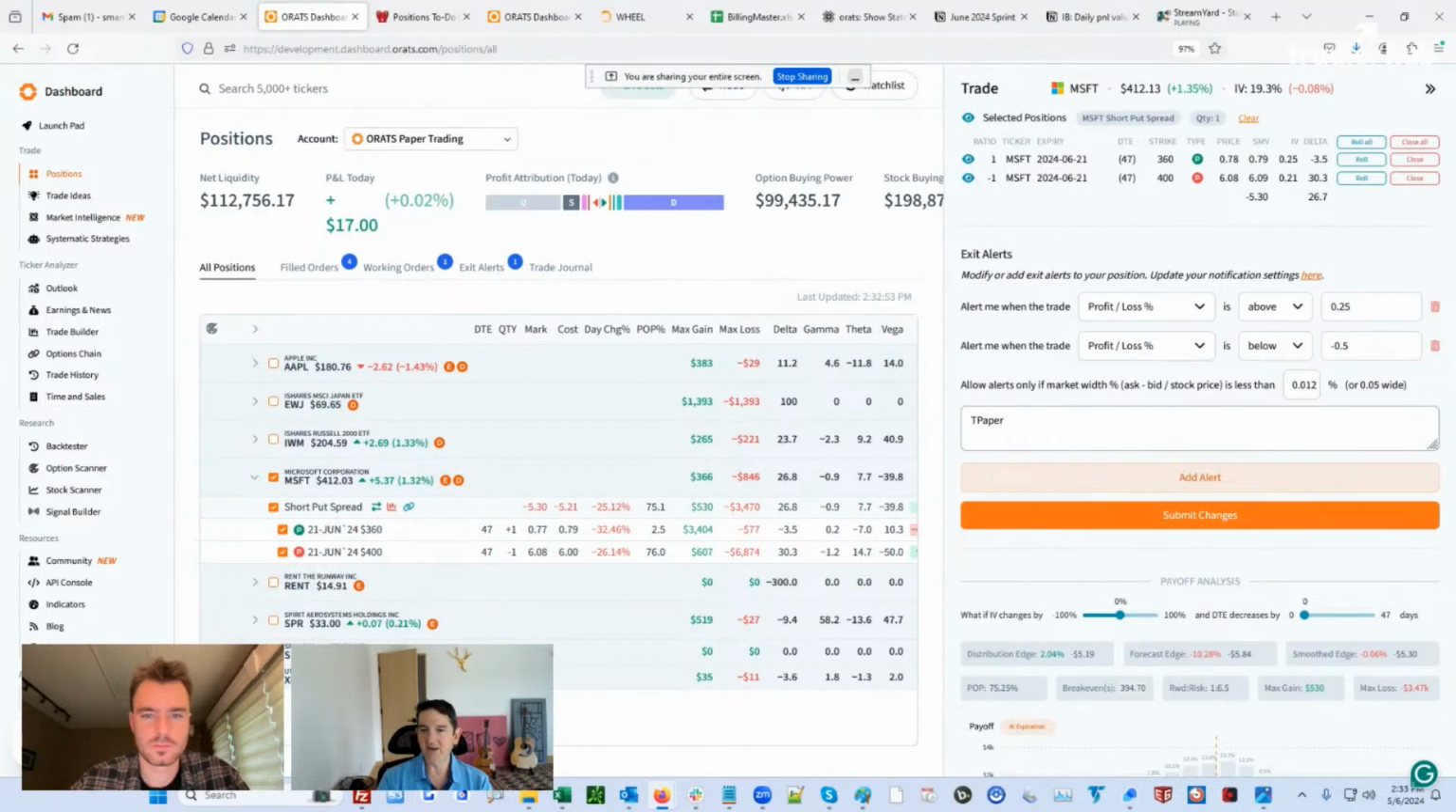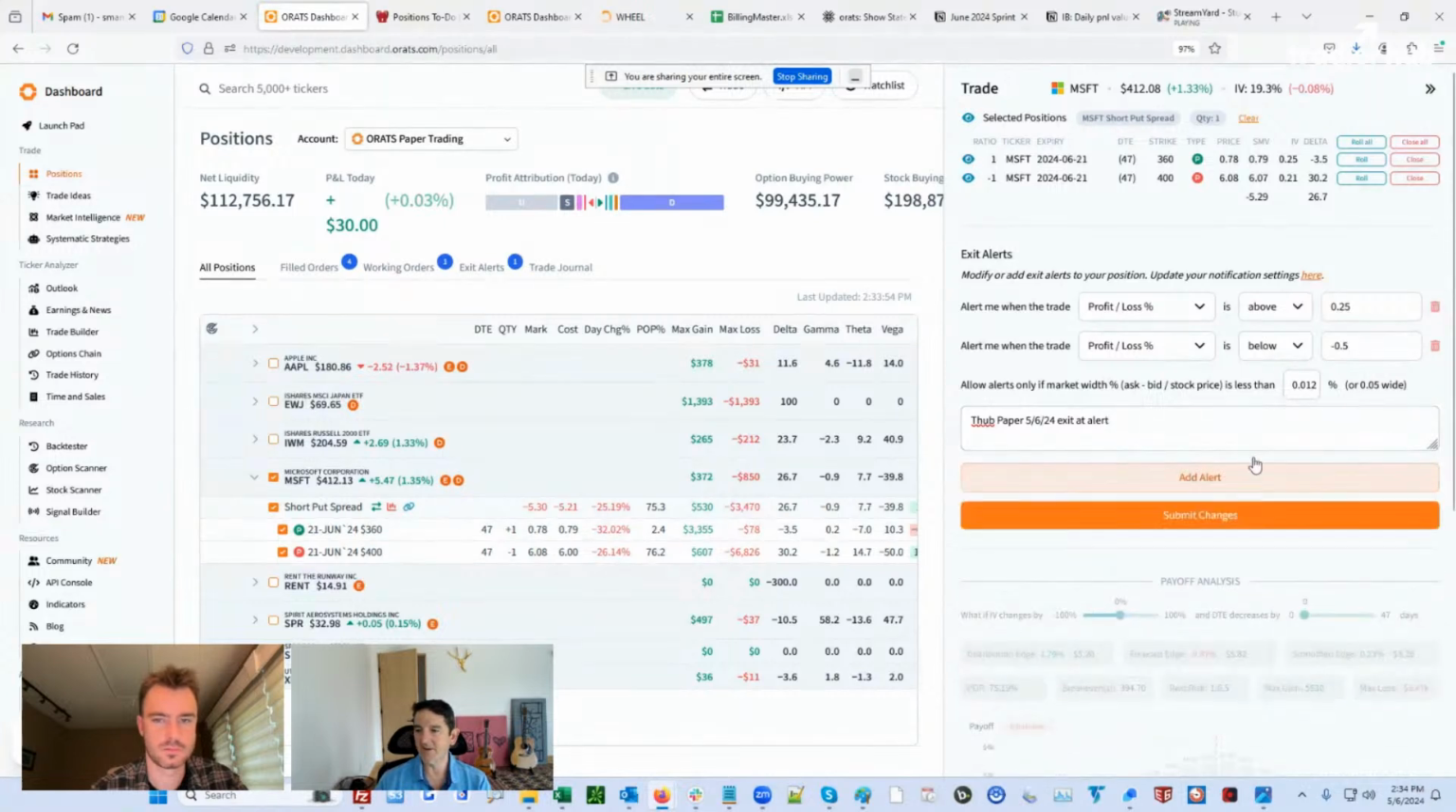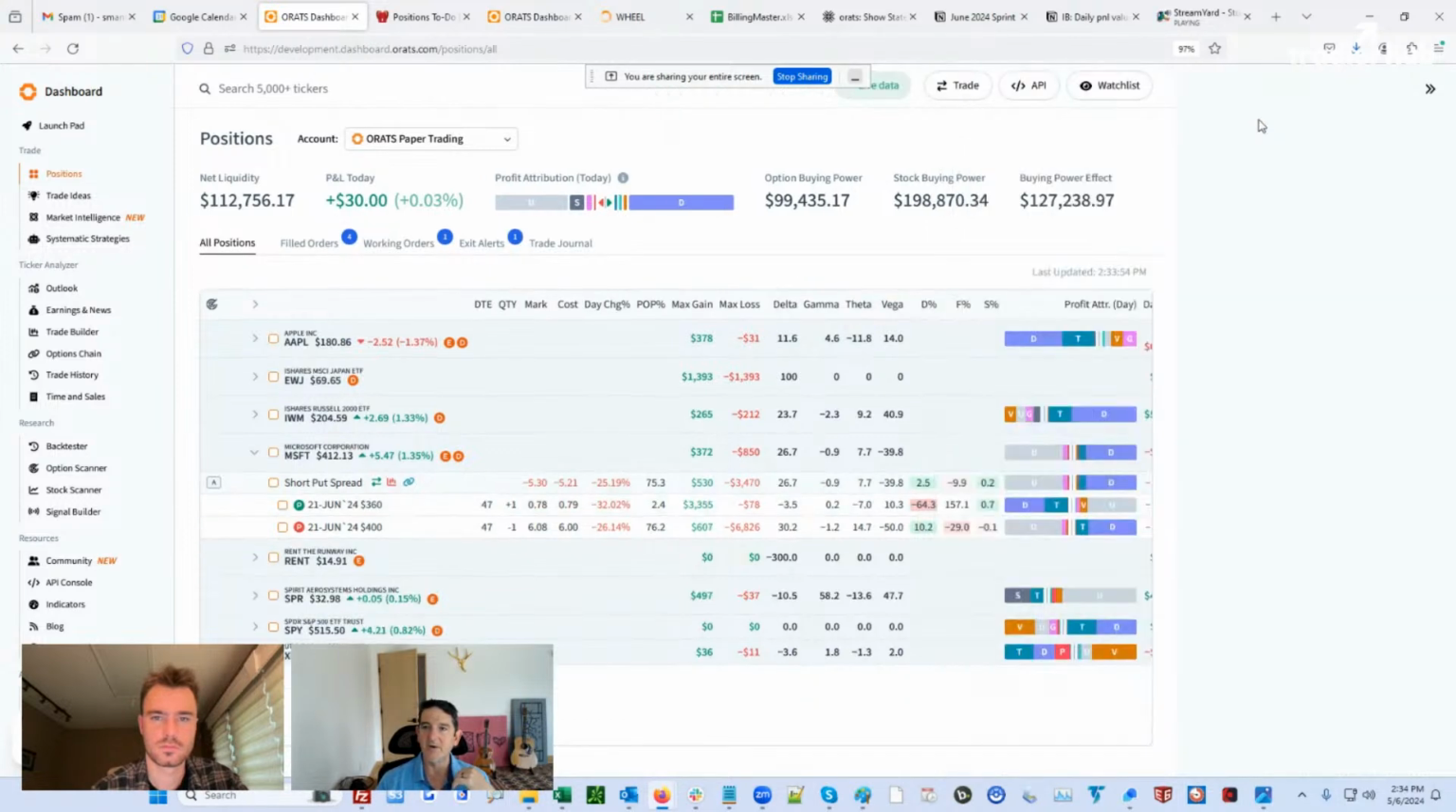We'll call this the Tradier Hub paper trade for the day today, and we'll exit at this alert. I'll watch this, and it will be tracked. So when we come back, we'll see if any of these triggers. If not, we'll continue to monitor it.